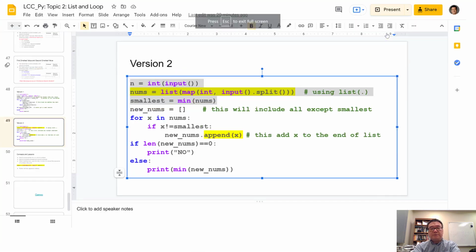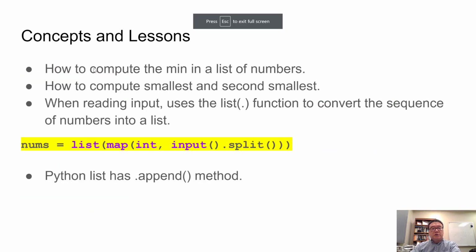So to recap, for this problem, we learned how to compute the minimum element in a list of numbers. Similarly, we can use that to compute the maximum, and also how to compute the smallest and second smallest, in which case we maintain two variables. Also, in future, when you're reading multiple numbers that you want to use as a list, you should use list to convert that. And we can use append to construct a list. Starting with the empty list, we can keep appending and construct a list.